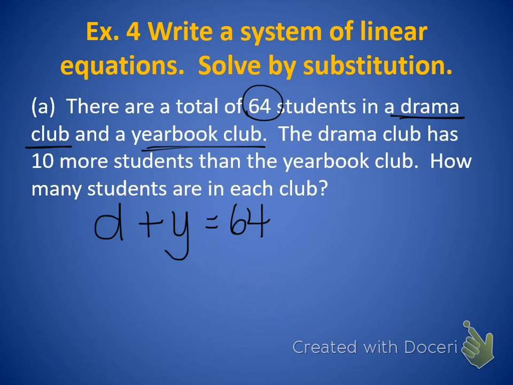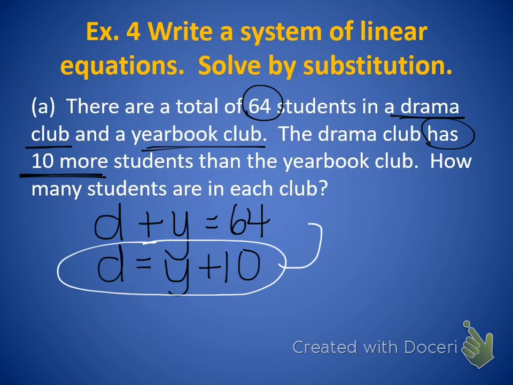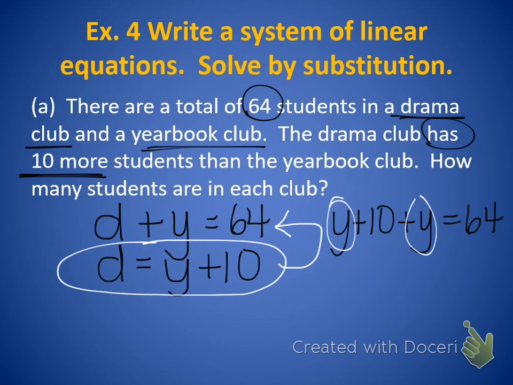Now it says the drama club has, so D equals, because we're talking about what the drama club has, it has 10 more students than the yearbook club. So we know Y represents the yearbook club, and if it's 10 more students, that's addition. Now, hopefully you see right away the shortcut. Equation number 2 is already solved for D, so I get to go right into plugging that into equation A. So in place of D, I'm plugging Y plus 10, and then I'm bringing down the rest of the problem, which is plus Y equals 64. I am combining my like terms of y and y, which gives me 2y plus 10 equals 64.